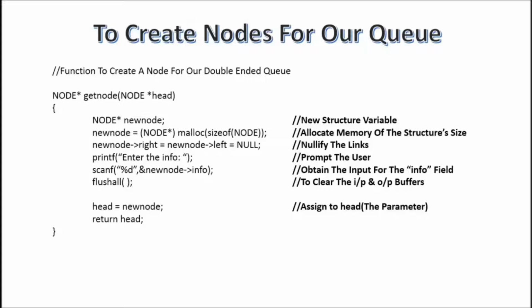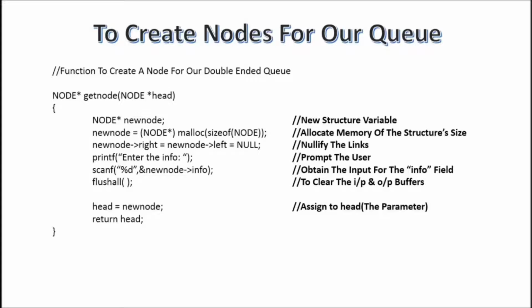So we nullify the links. We say new node's right is equal to new node's left is equal to null, so that the left and the right links don't point to any node or any location in the memory yet. And then we prompt the user, we say printf enter the info. Then we obtain the input for the info field by scanf, and then we have the fflush function over here. I don't know why they have given that. Basically what fflush does is it clears or flushes out the input and the output buffers, and sometimes it works without that line as well.